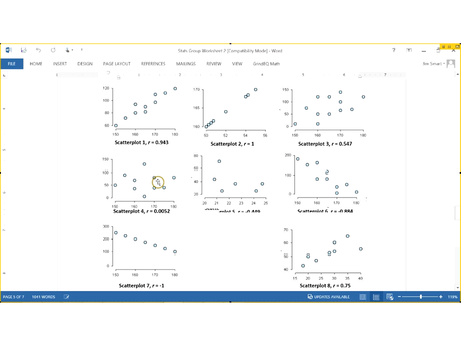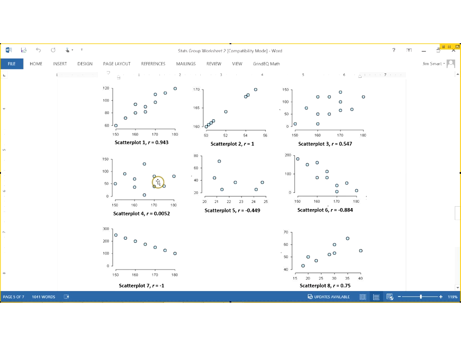All right. So you see the one. This gives you an idea of some scatter plots and what they would look like. The one on the upper left is pretty close to a line. It follows a line pretty closely, and the R is quite close to 1, 0.943.